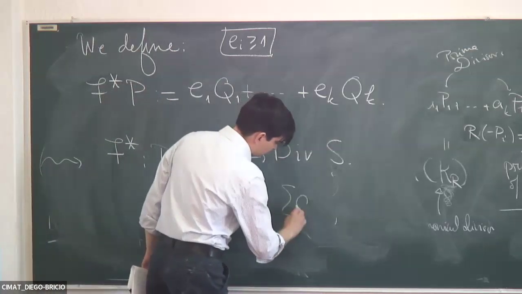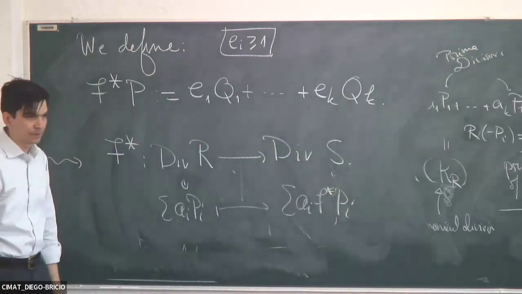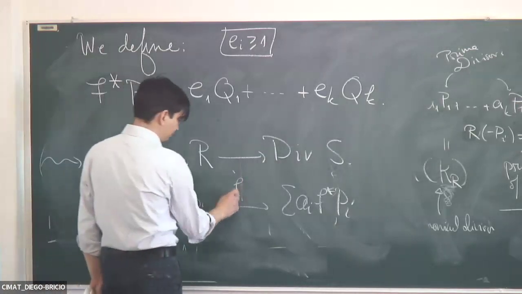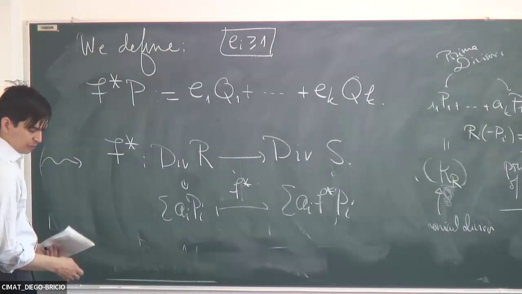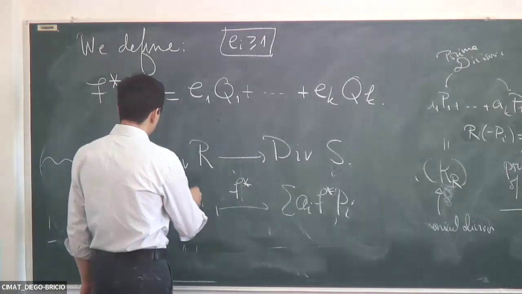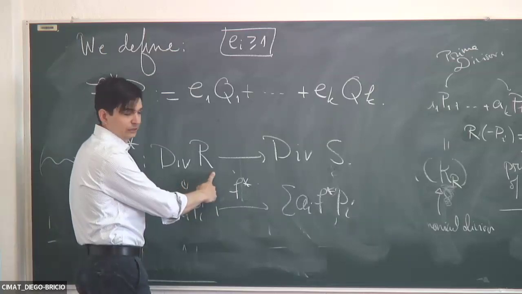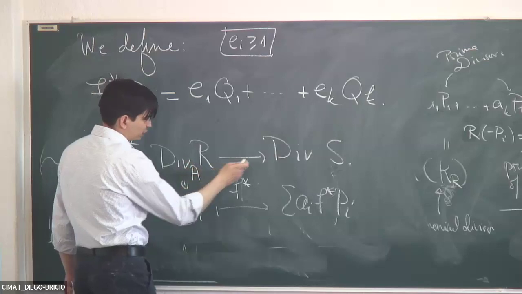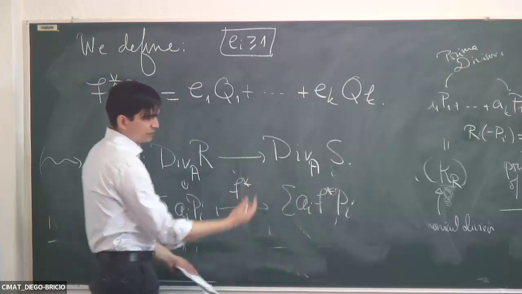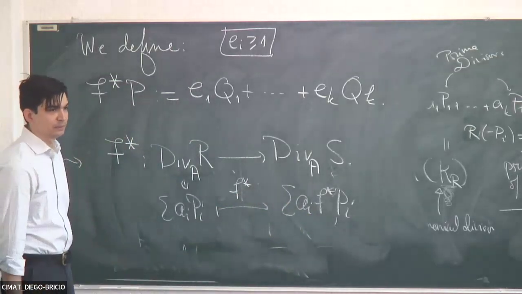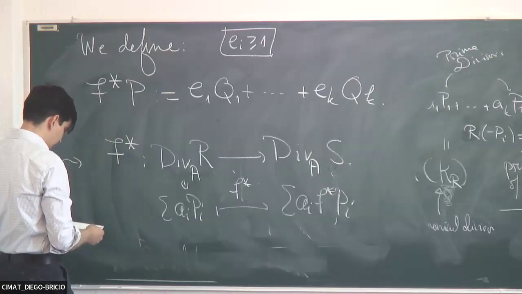So this goes to the pullback of P_i. Therefore you get a homomorphism of groups. Moreover, my coefficients here are integers, but I can have coefficients over any ring I want. This means that these a_i's are just elements of the ring, and everything is fine too. So you get this homomorphism. Is this okay?